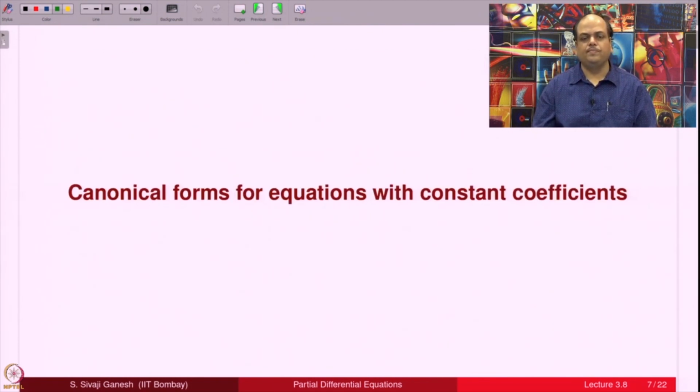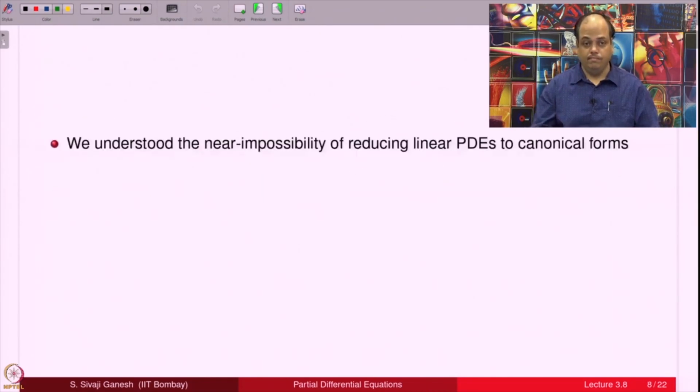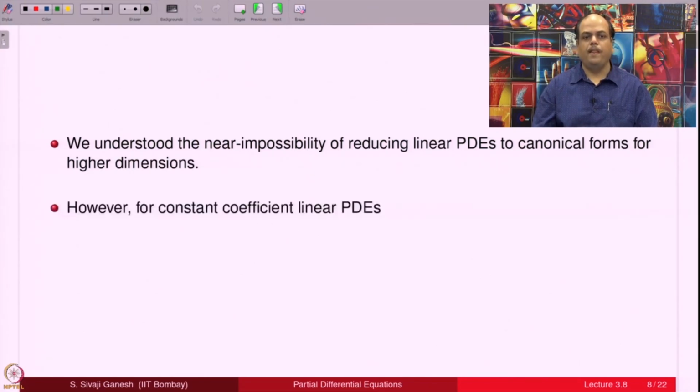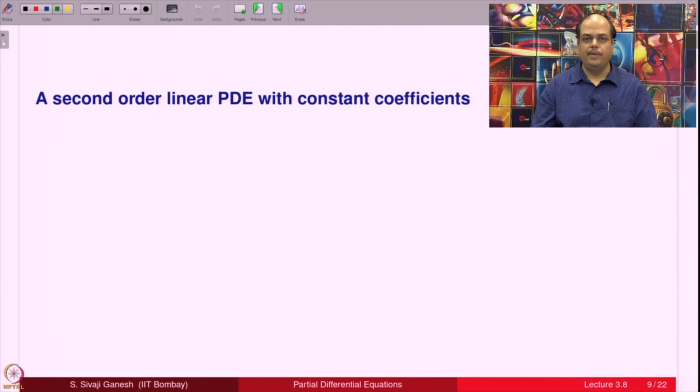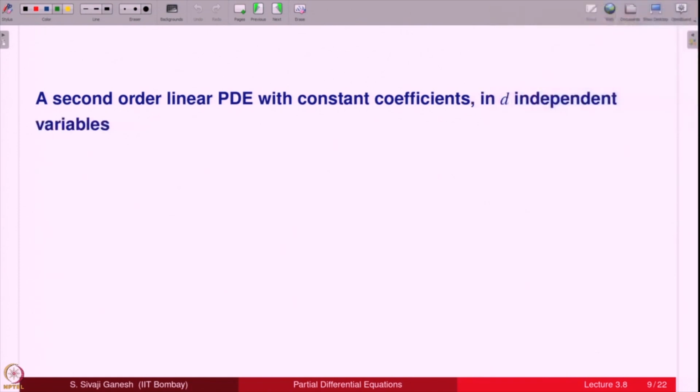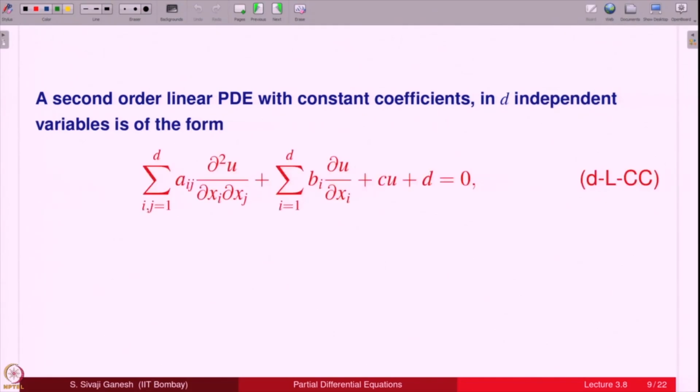Now, why are we discussing the constant coefficient case? When the equation is with constant coefficients, a miracle happens, things are easy. So we understood the near impossibility of reducing linear PDEs to canonical forms in higher dimensions. However, for constant coefficient PDEs, finding canonical forms is easier. A second order linear PDE with constant coefficients in d independent variables is of this form, exactly as earlier DL, but now it is DLCC. Therefore, the coefficients a_ij, b_i, c and d are constants.